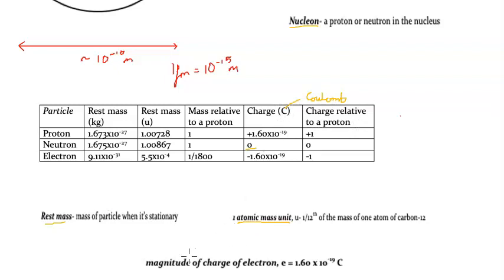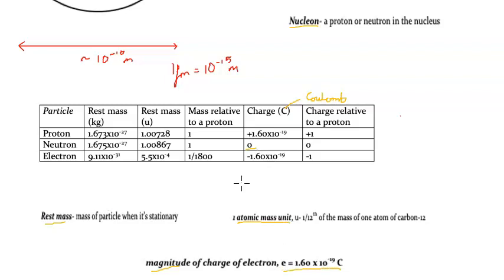In your formula booklet, you'll be given the magnitude of charge of an electron as 1.60 times 10 to the minus 19 coulombs, and something to take note of is that this is a positive value, because it's talking about the magnitude of charge of an electron, so it will be positive. What you need to remember is that an electron, in actual fact, will be the negative of this value in charge.